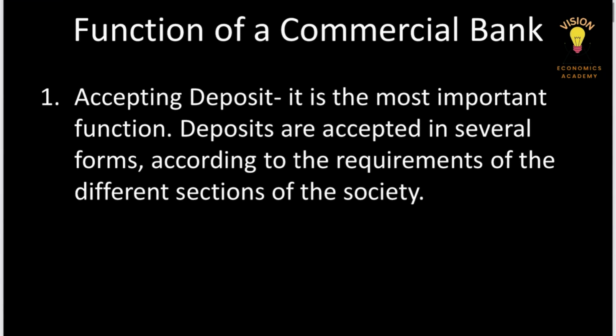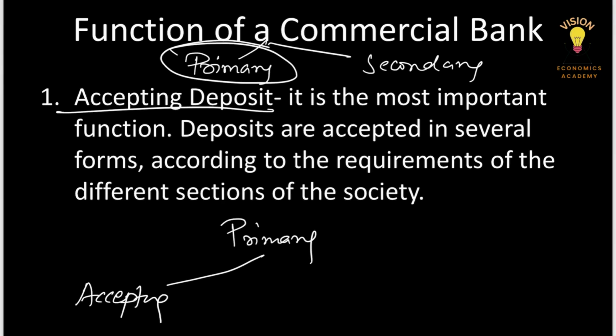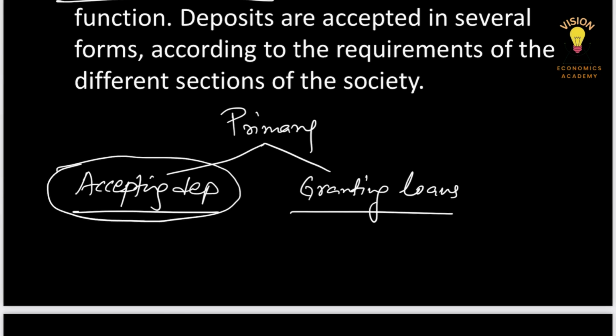Now, the functions of a commercial bank: mainly there are primary functions and secondary functions. Under primary functions, we have accepting deposits, and granting loans or credit. So these are the two primary functions. Primary functions means the basic functions, right? The most important.